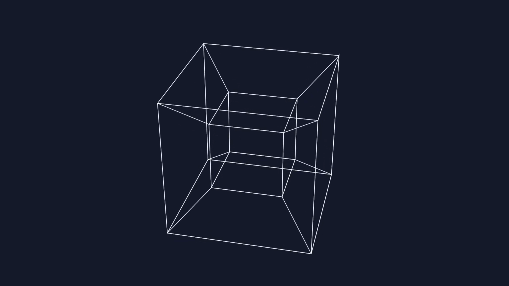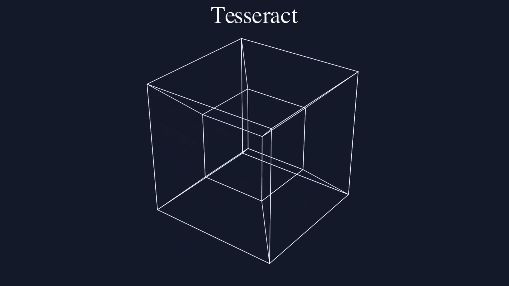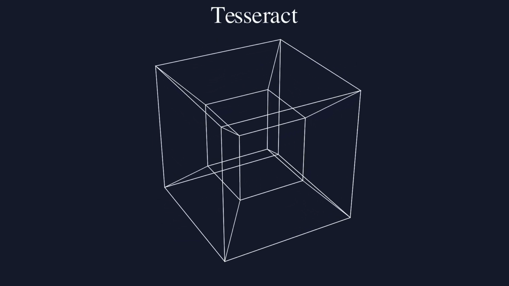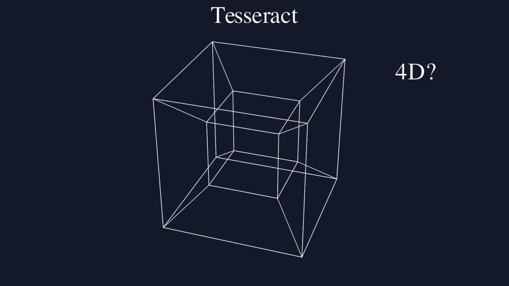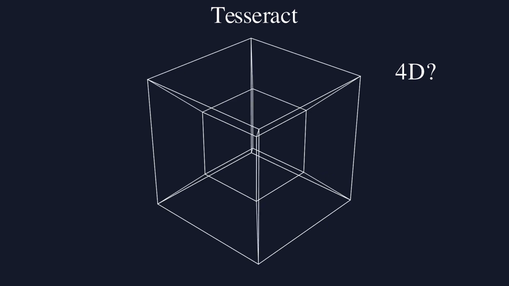You probably recognize this shape. It's a tesseract, otherwise known as a four-dimensional cube. But most people don't really understand why this is a four-dimensional cube or what the fourth dimension is at all.